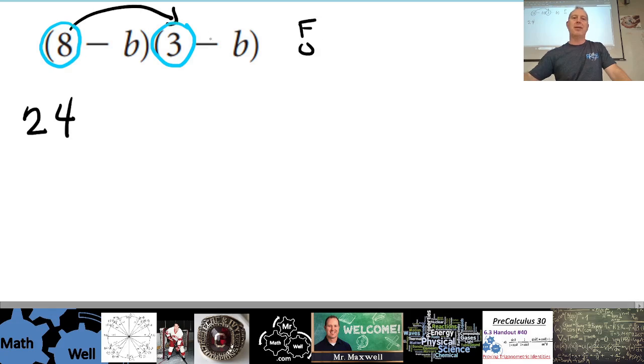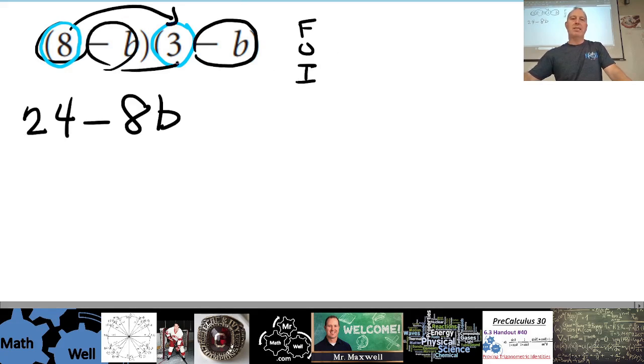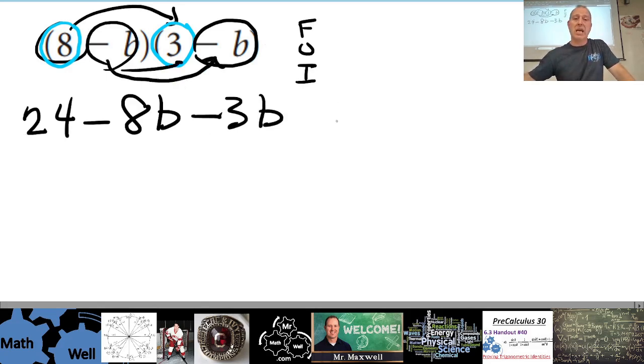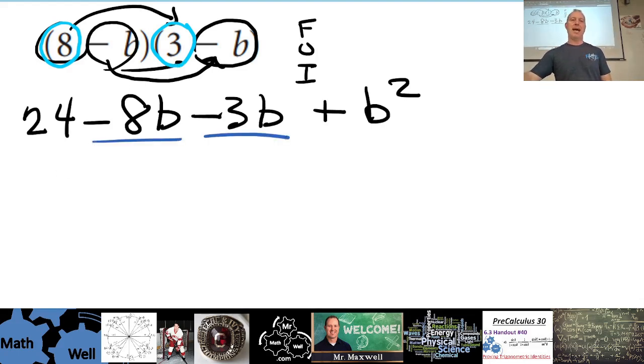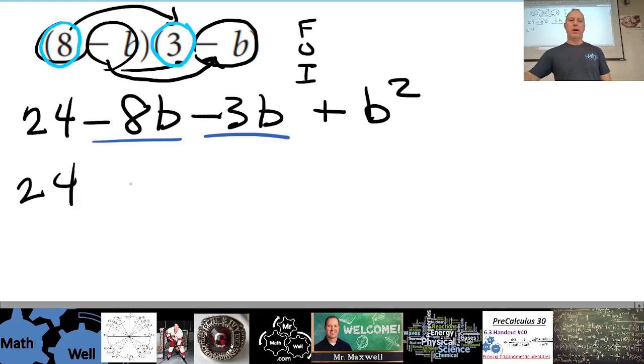Outside terms are 8 times negative b. What's that? Negative 8b, or it turns into a minus when I list it here. Very good. Inside, negative b times 3 is negative 3b. And then negative b times negative b is positive b squared. So that's what I write like that. Excelente. So common terms are the b terms. So we get 24 minus 11b plus b squared.